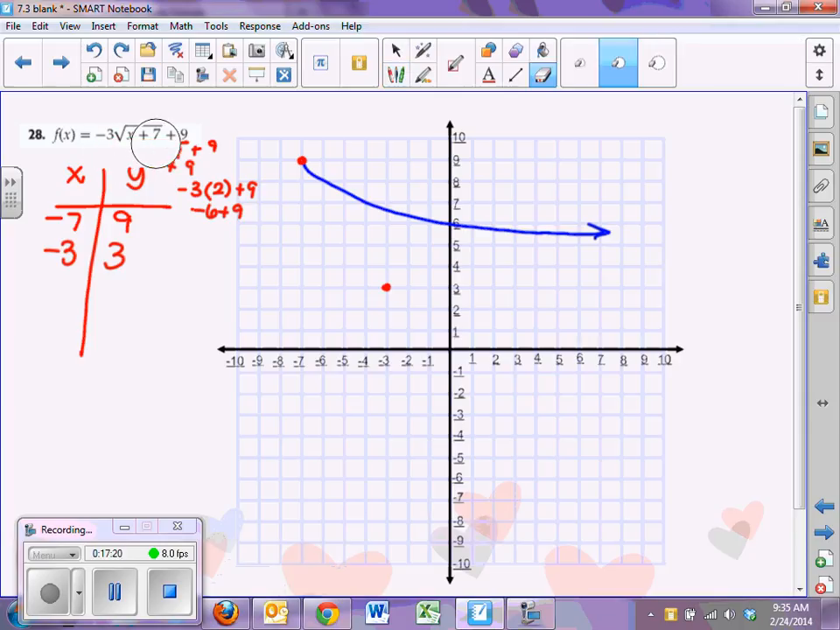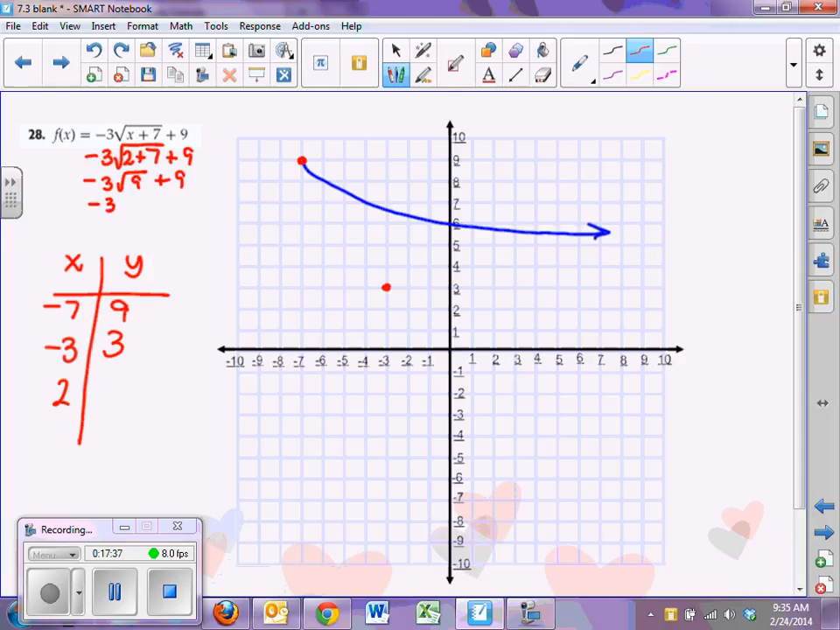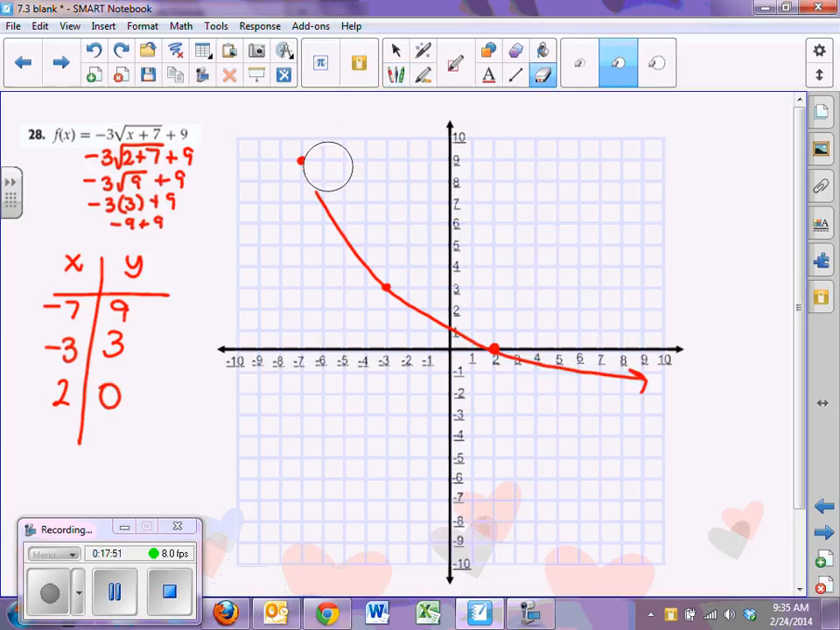Let's plug in another x value. I'm going to actually move this down so I have more room. What would be another good x value to plug in? I hope you're thinking 2, because if I plug in 2, I get 2 plus 7, which is 9. And 9 is a perfect square. So this is -3 times 3 plus 9, which is -9 plus 9, which is 0. So plugging in 2 gives me 0. Oh, that means the graph looks like this. So forget this one. It is much steeper because of that -3 value.